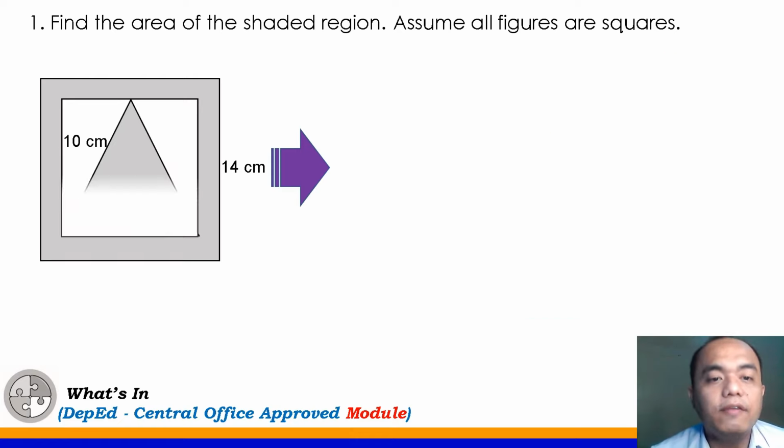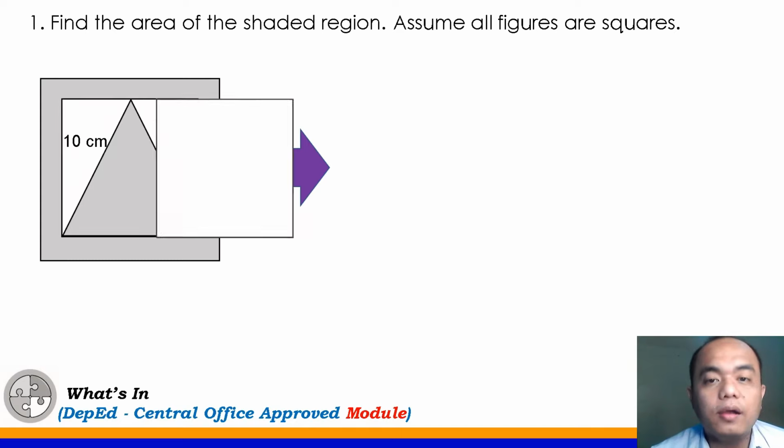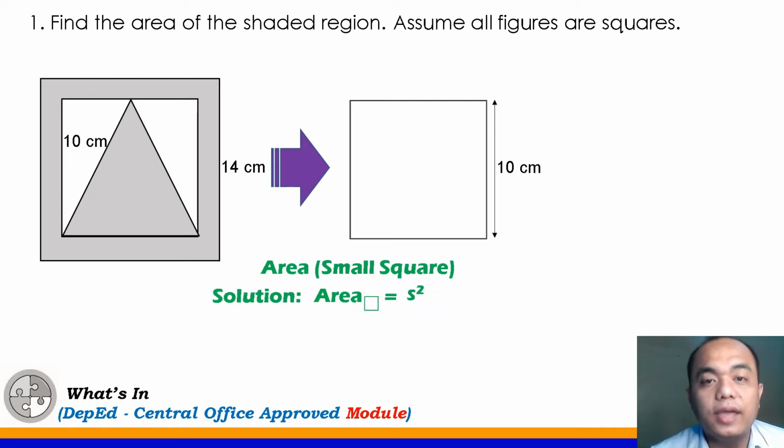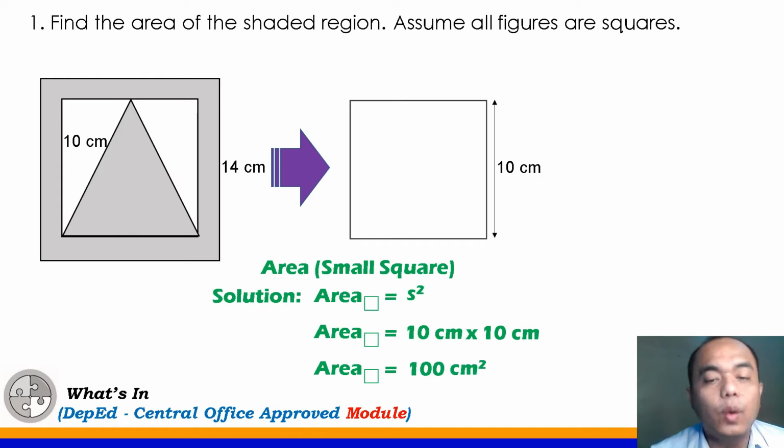Next, we have the small square. Yan. Which measures 10 centimeter also as its side. So area of the small square would give the formula of S squared. So that S squared will represent 10 times 10. And 10 times 10 will give you 100 square centimeter. Got it? So this is the area now of our small square.